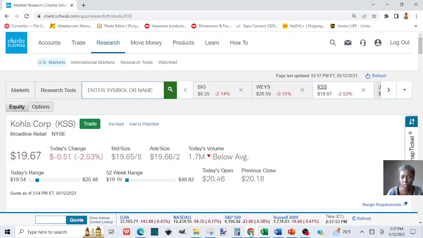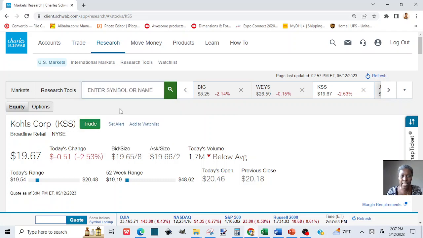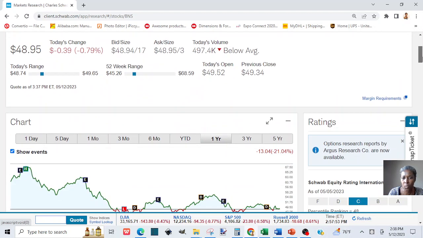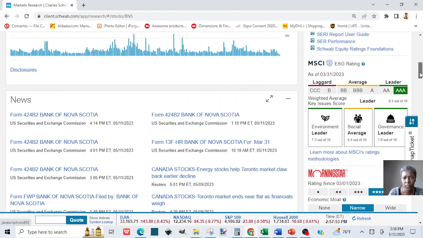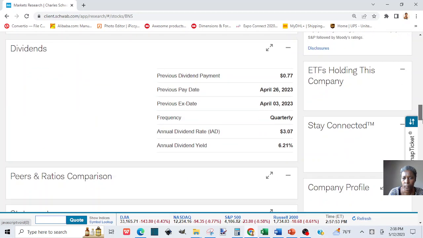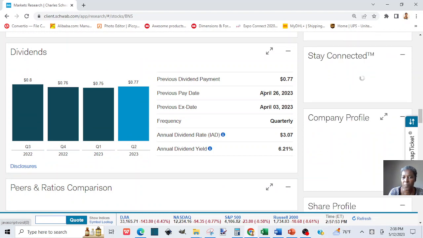BNS, that's a Canadian company, and it is on the low side. $45 is the 52 weeks low, but it's selling for $58 compared to $68, so it is on the low side. And the dividend rate is 6%, and they pay in April.